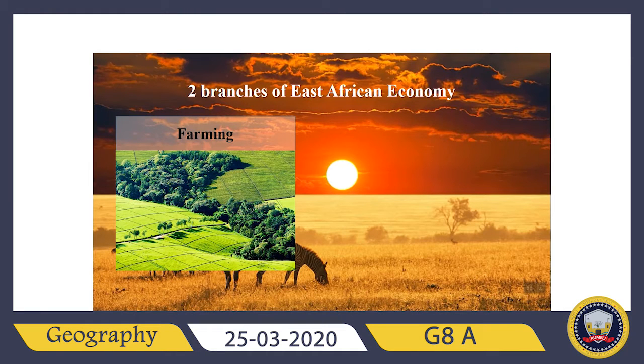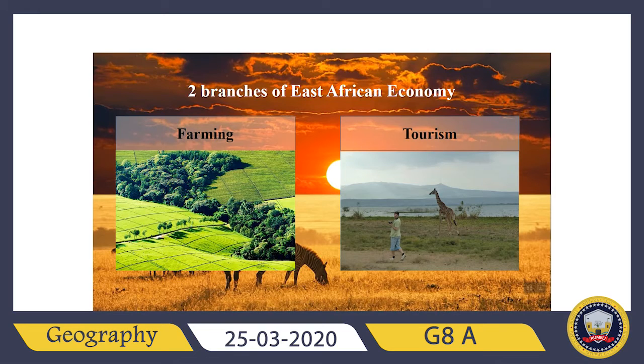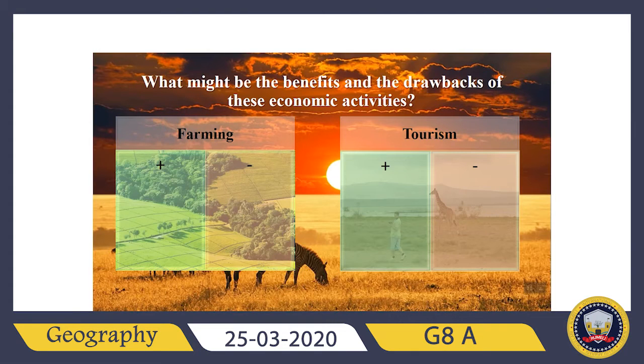One of the branches is farming. You can read about it on page 433. Another branch is tourism, right? Now, knowing what you know from the text that you've just read, can you please give me any ideas of what might be the benefits and drawbacks of these economic activities in Africa? There can be benefits and drawbacks for people, nature, the country itself, or whatever.